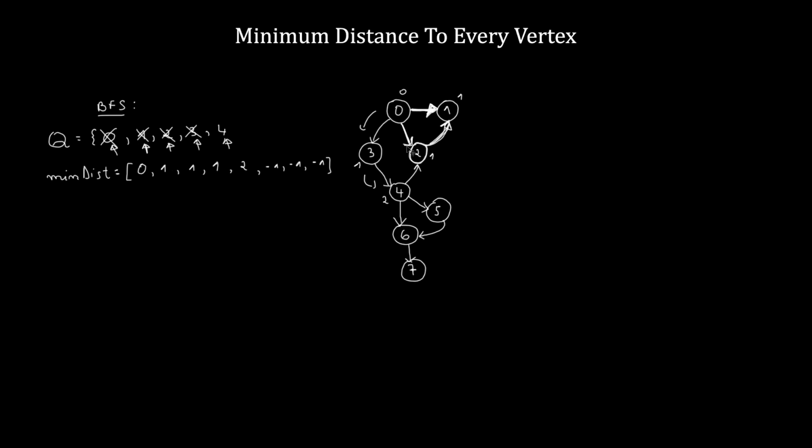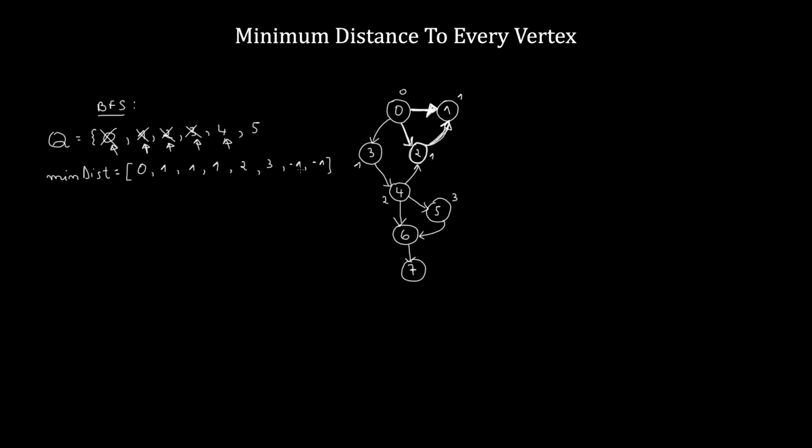So no work to be done here, very well. Another neighbor is vertex 5, which hasn't been visited yet, so I'm going to take min dist of 4, which is 2, add 1 to it and assign this 3 to min dist of 5. Let's write this down. I'm going to have a 3 right here, and now I'm also going to push 5 into the queue. And then I'm not done with 4, it has one more neighbor, which is 6.